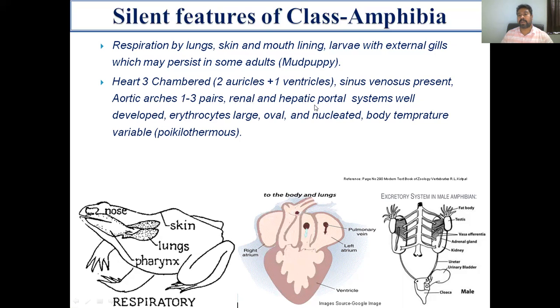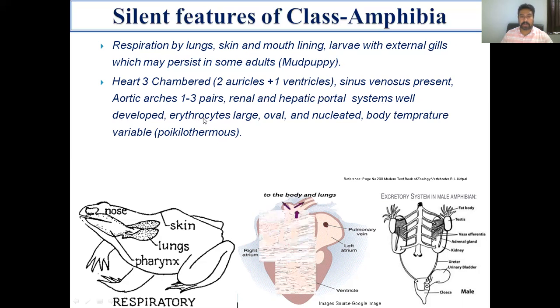Now, what are the renal and hepatic portal systems? In the renal portal system, the blood from the posterior side of the body is collected and goes to the kidney, and from the kidney goes to the heart. In the hepatic portal system, the blood collected from the alimentary canal goes to the liver, and from the liver goes to the heart. So the renal and hepatic portal systems are well developed.